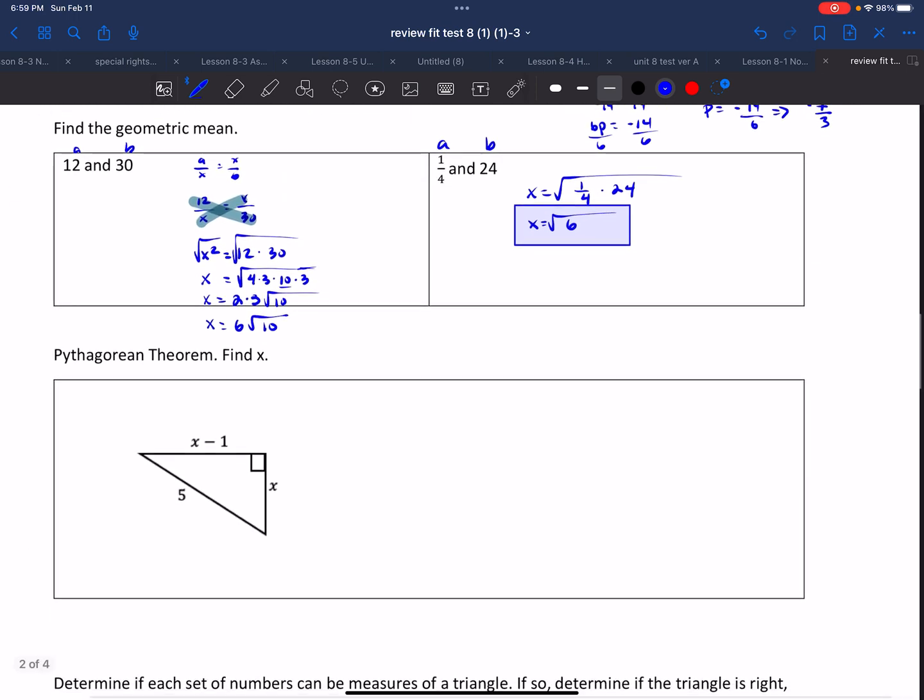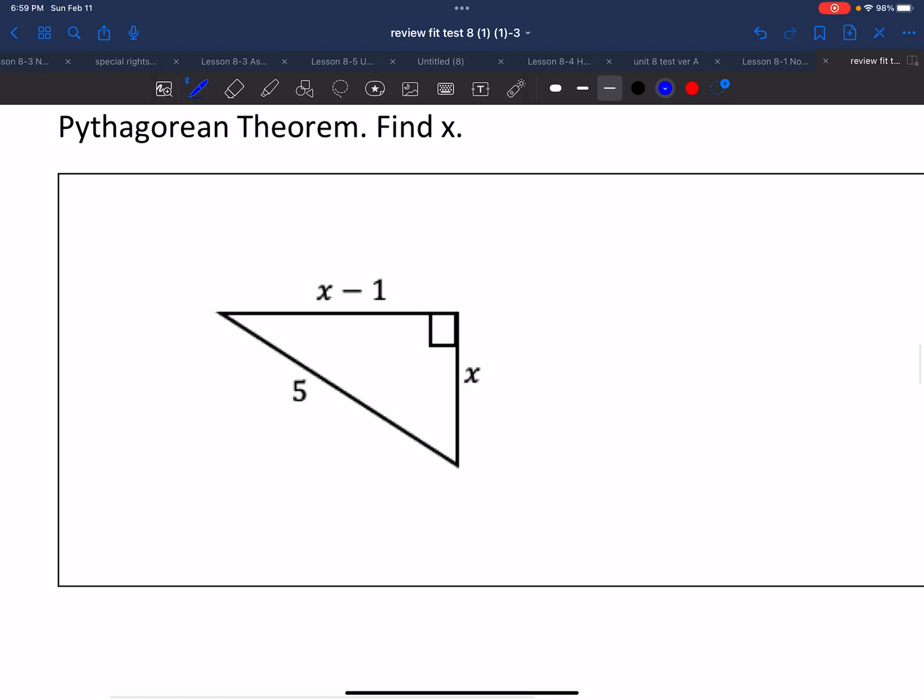All right, Pythagorean theorem. Find x. With the Pythagorean theorem, if you are given a right triangle, a squared plus b squared equals c squared. You're not going to use Hills and Sass for this one because there's no altitude involved. So use the Pythagorean theorem. Know what's a, what's b, and most importantly, know what c is. And remember, c is always across from the 90-degree angle. Okay, so c is 5.